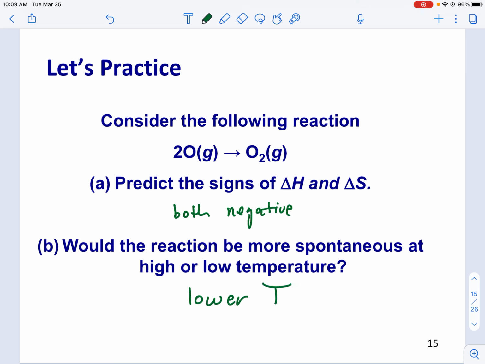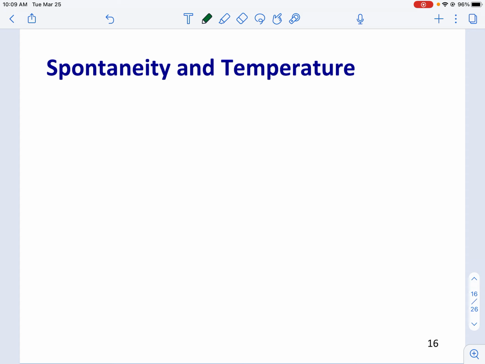What do we mean by that? All right, let's go and look. What do we mean by spontaneous at high or low temperatures? Let's look at this equation, right? We have delta G is equal to delta H minus T delta S. And so for something to be spontaneous, delta G needs to be negative.